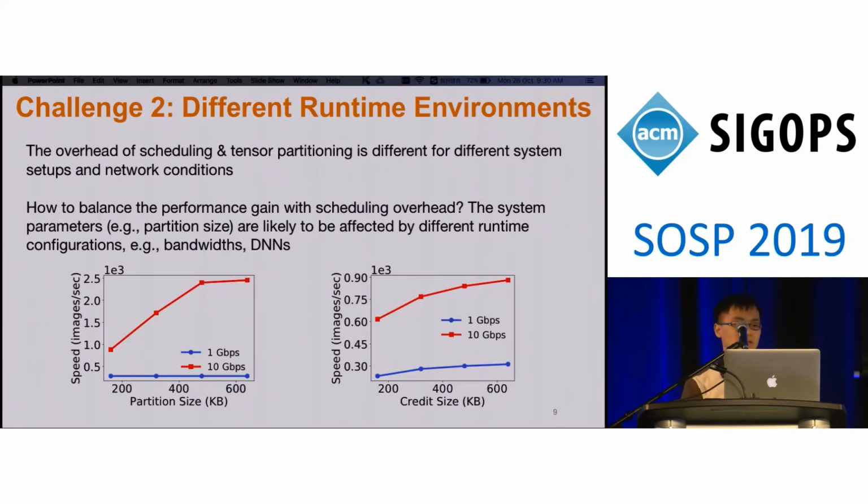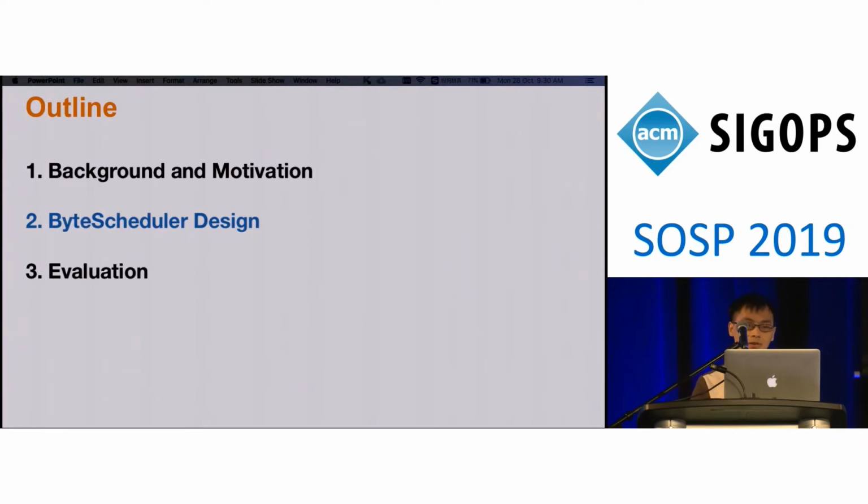The second challenge is to adapt to different runtime environments. In the real world, the overhead of scheduling and tensor partitioning is not the same for different system setups. So how to balance the performance gain with scheduling overhead is a very important issue. So now let's see how to address the challenges.